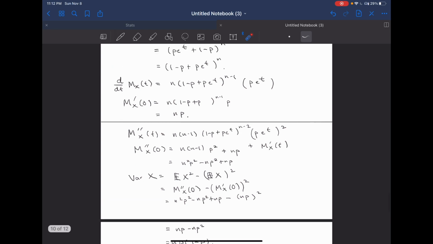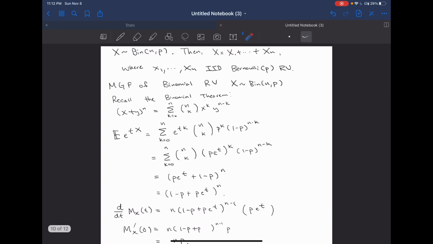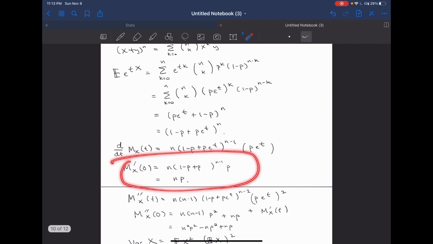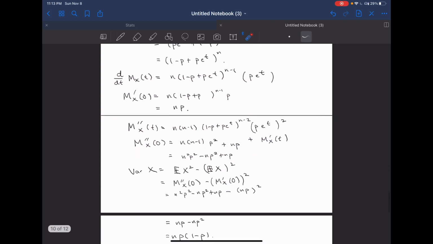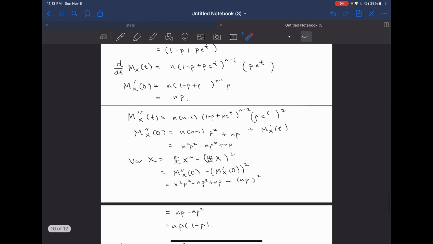Now, remember the original statement that we wanted to prove: that the binomial random variable is the sum of n IID Bernoulli p random variables, right? And we just got sidetracked with some calculations of the first moment and the second moment. But this is pretty important. You're going to have to do it for homework, for exams.